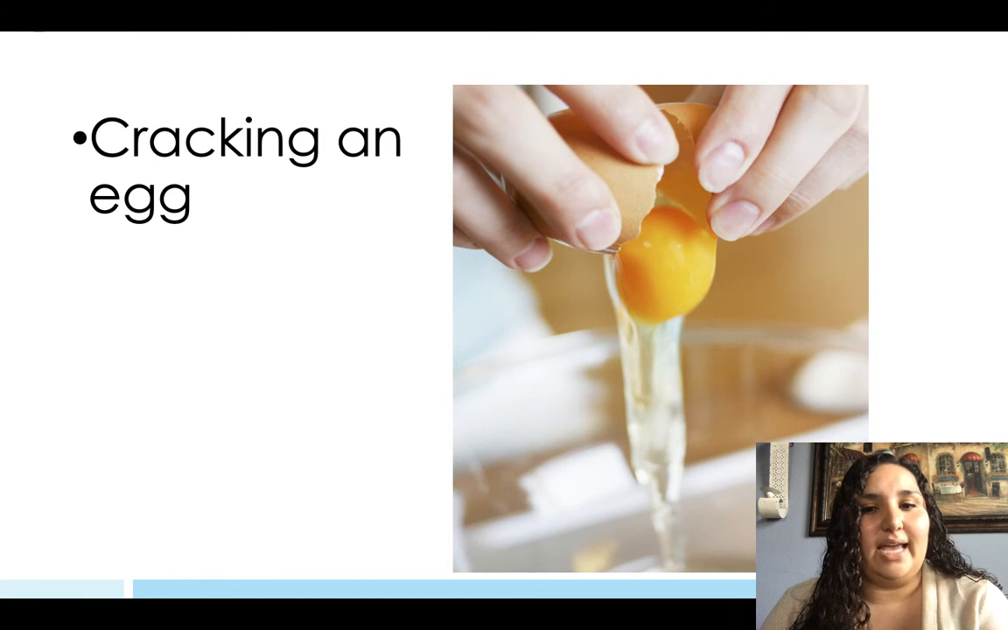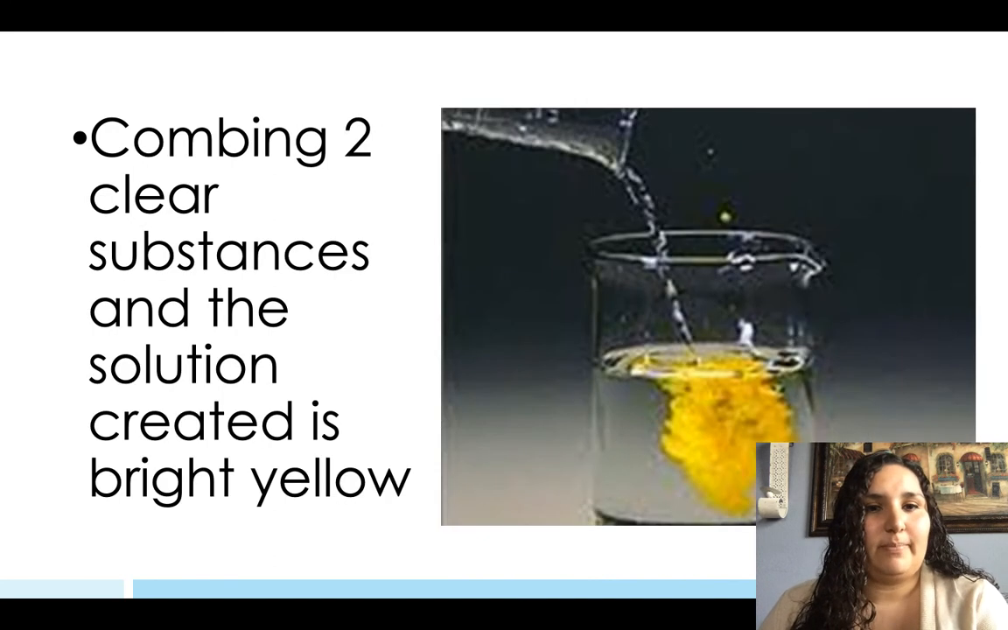Cracking an egg. It doesn't say cooking, it says cracking. Is it still an egg? Yes, you still have the same substance. So it is a physical change.